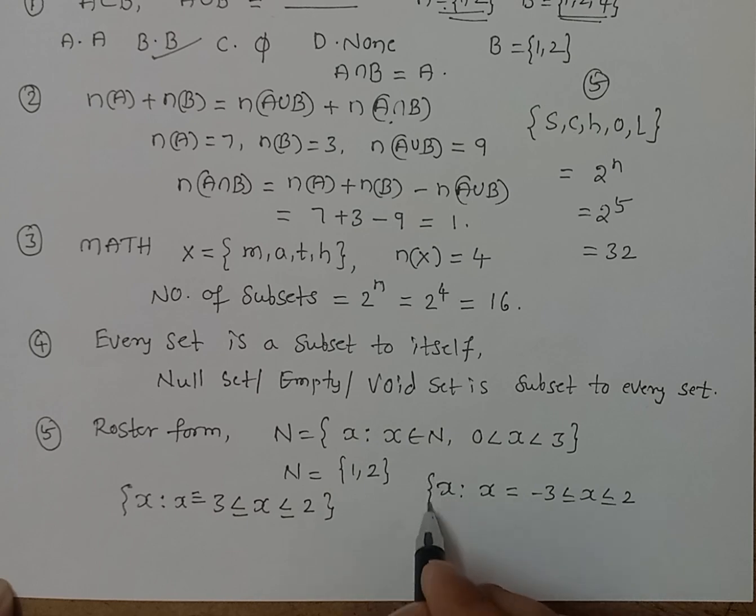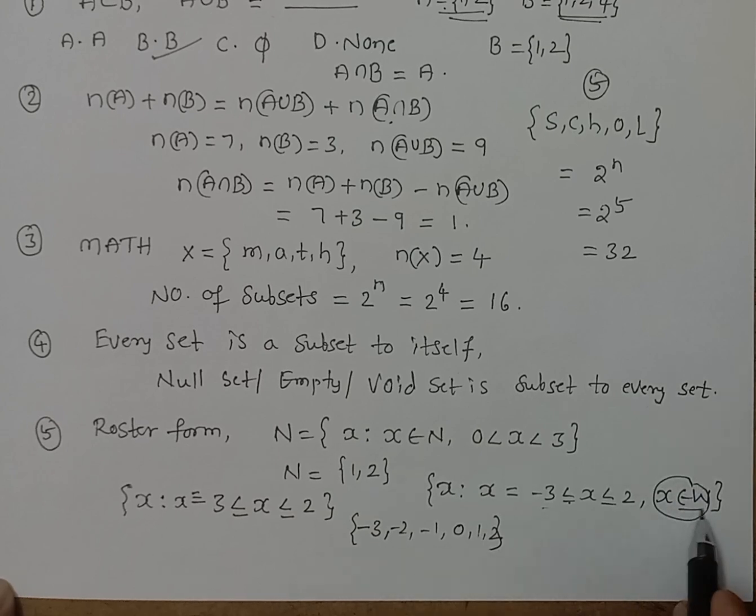In this case, you mention x belongs to, suppose I'm taking whole numbers only, W, whole numbers. By looking at the question, we may think that since equality is given, we have to start with minus 3, minus 2, minus 1, 0, 1, 2. Actually, if this condition is not mentioned, this could be the solution. But as it is mentioned that x belongs to whole numbers, only whole numbers you have to consider. So 0, 1, 2 is the solution.